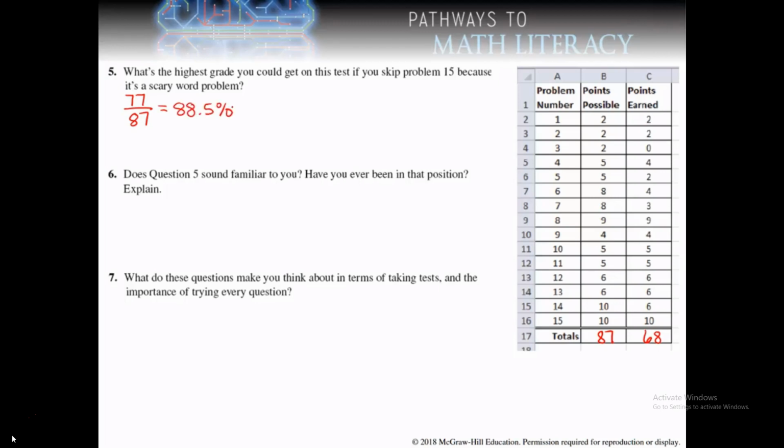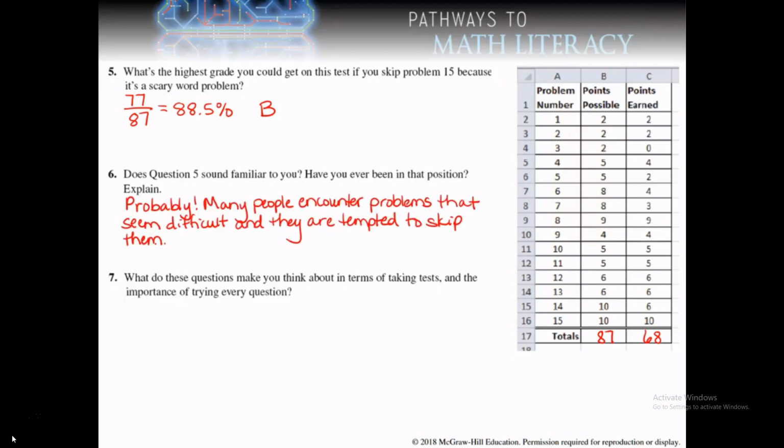In number 6, does this sound familiar to you, skipping a question because it seemed scary? You have to answer that for yourself, but it probably does sound familiar. Many people encounter problems that they find difficult or that they don't think they know how to do, and they're tempted to skip them. So in 7, what do these questions that we've been working on here make you think about in terms of taking tests and trying every question? Well, hopefully you've seen that skipping a problem can have a big impact on your grade. So it's really a good idea to try every problem in the hope that you'll do better than you thought on it, or at least get partial credit.